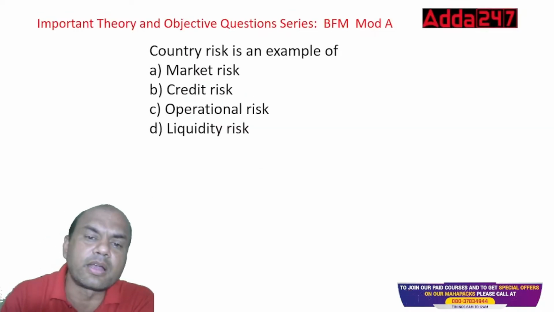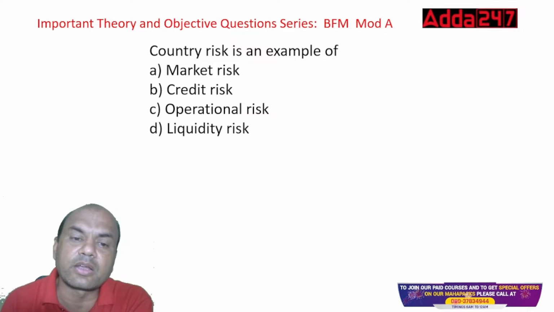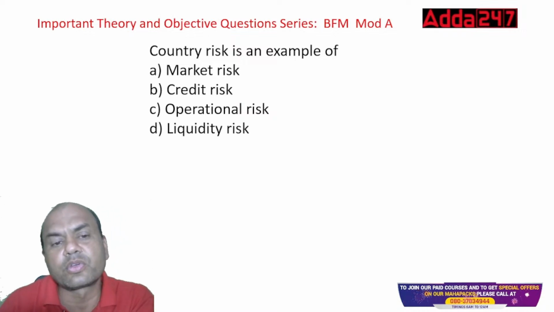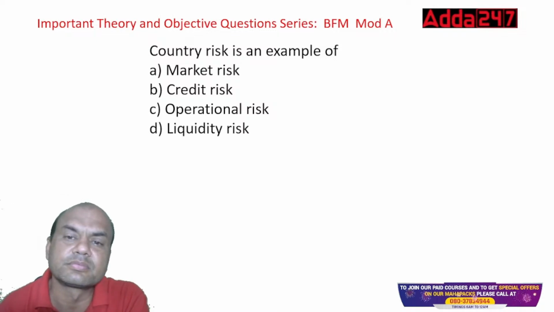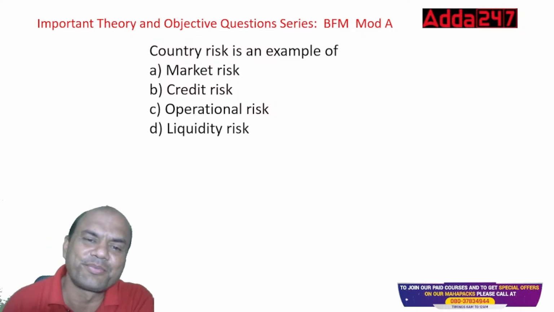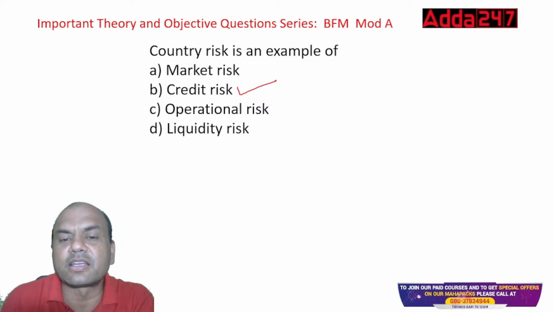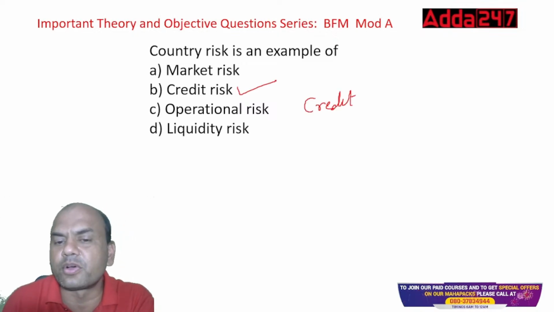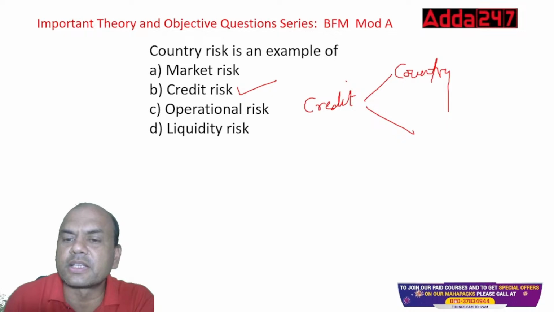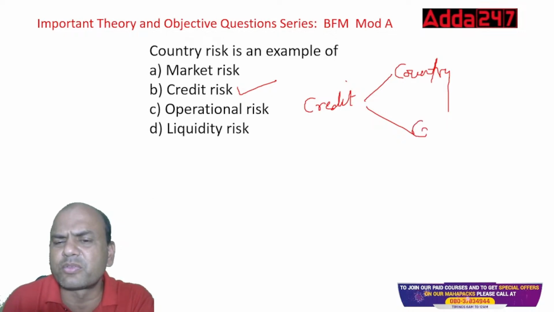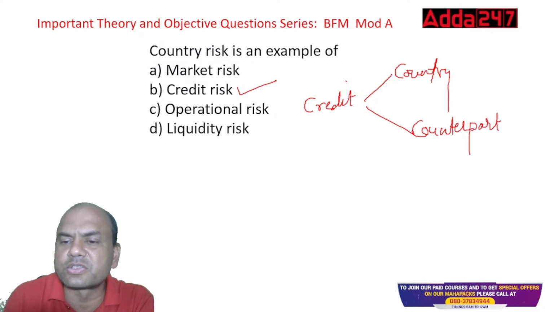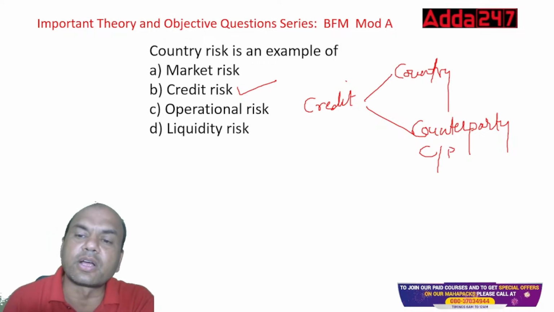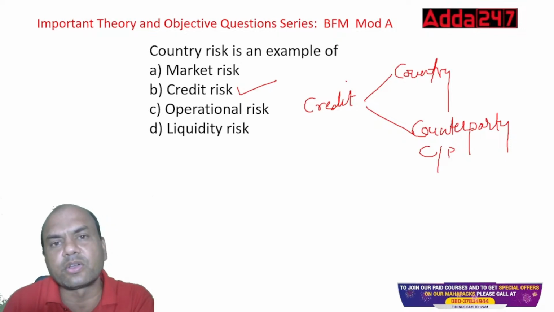Country risk is an example of market, credit, operations, or liquidity risk. So country risk is an example of what? It is a part of credit risk. See here, credit risk always is of two types. Always remember this, two types. One is country and second is counterparty. Counterparty, because many of the students might not understand this. Short form of this is CP. So country risk and counterparty risk. Credit risk always has two parts.